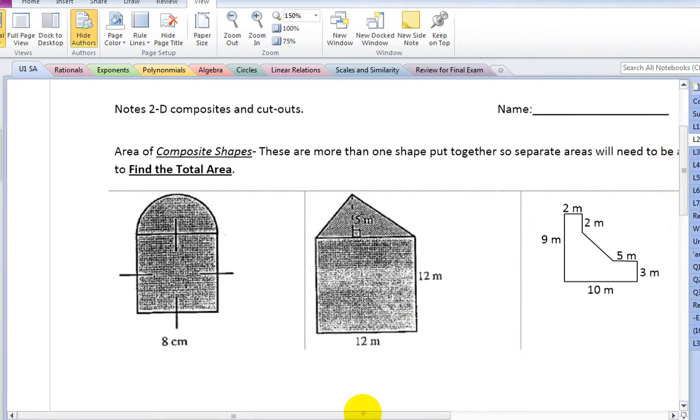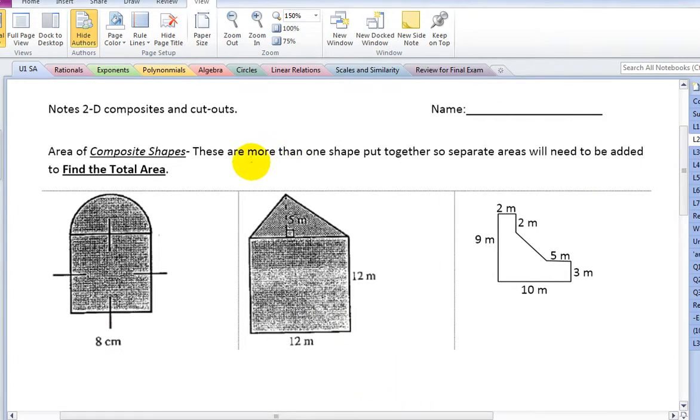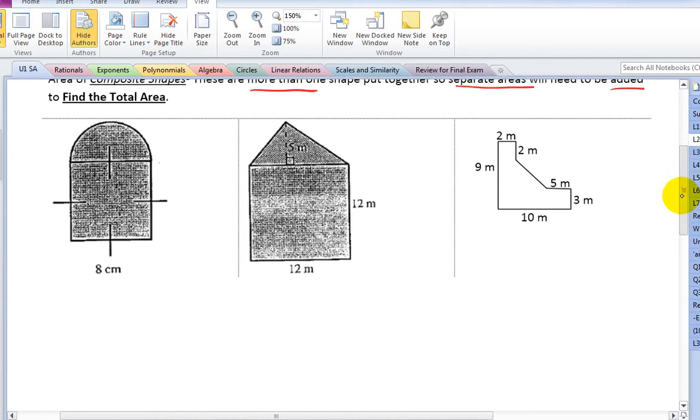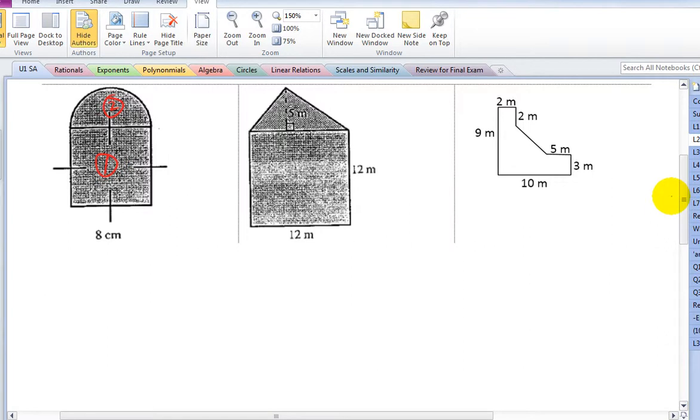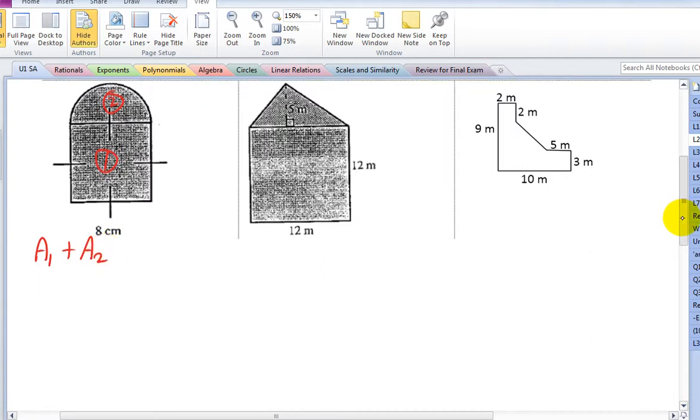Okay, so let's begin. Composite shapes: more than one shape put together. Find the separate areas, and then you're going to add them. For this one here, we have a square and half a circle. We'll call this area 1, and this will be area 2. So it's good to organize your work somehow. For me, I like to go area 1 plus area 2 using subscripts.